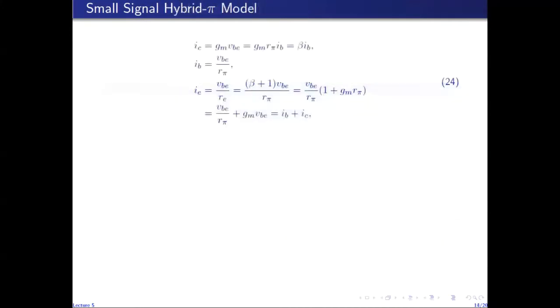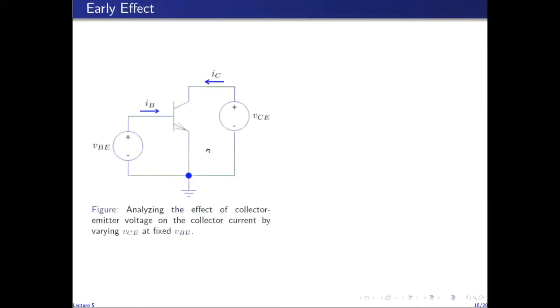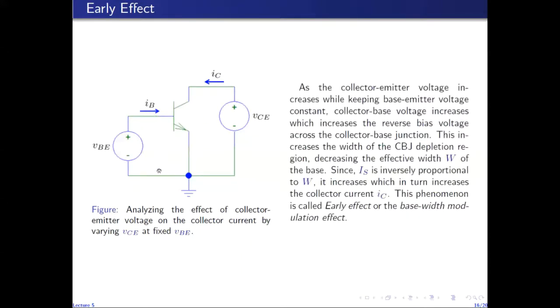But that is actually not true, because looking at this circuit, if you fix VBE and vary VCE, then base voltage is fixed with respect to emitter and collector voltage is increasing with respect to emitter. This will increase VCB, which is the reverse bias voltage across the collector base junction. So as VCE increases, VCB increases, which increases the reverse bias of the collector base junction. Increasing the reverse bias increases the width of the depletion region at the collector base junction, which pushes the depletion region farther into the base towards emitter.